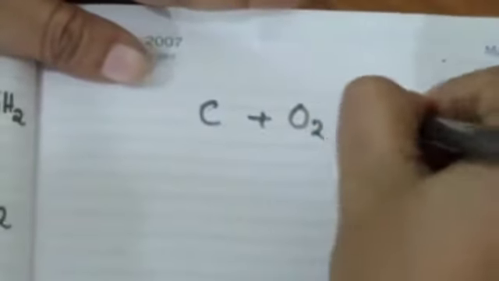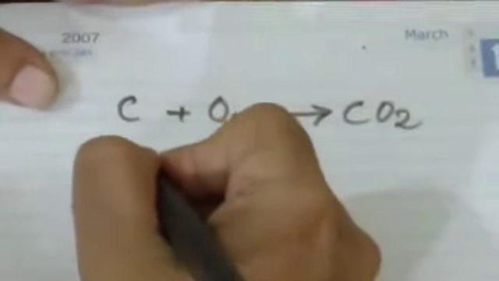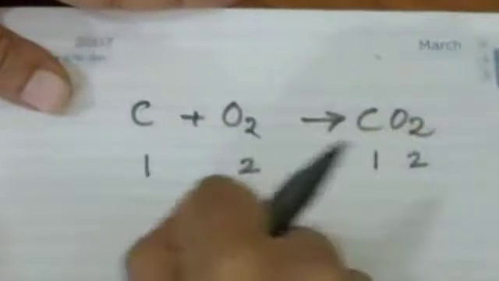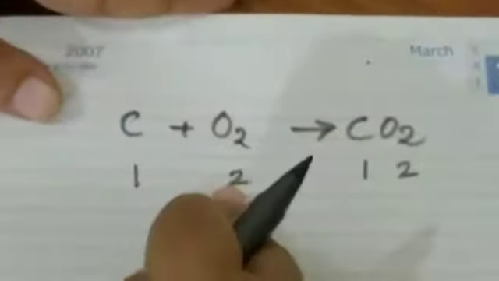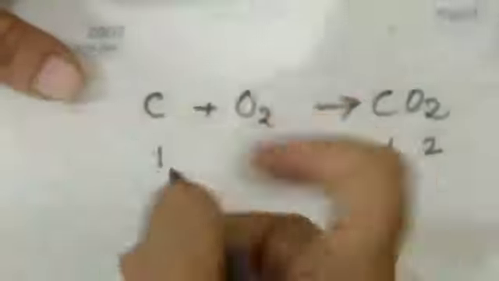I'll show you with a simple example, one simple equation. Carbon plus oxygen gives carbon dioxide. Here, the number of carbon atoms is 1, here also 1; oxygen is 2, here also 2. The number of atoms is the same on both sides.